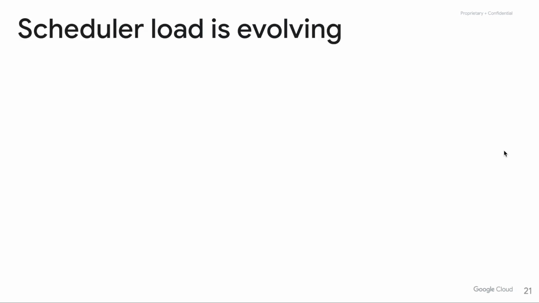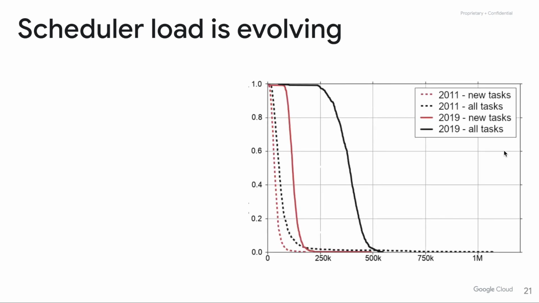Now we know that the machine utilization is increasing over time, but does that also mean that the number of tasks scheduled to jobs is increasing? Well, let's take a look. Here are the tasks submitted per hour. Again, just like the previous slide, this is a CCDF.